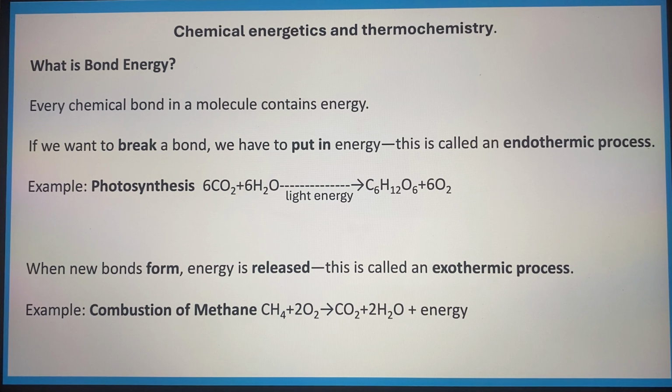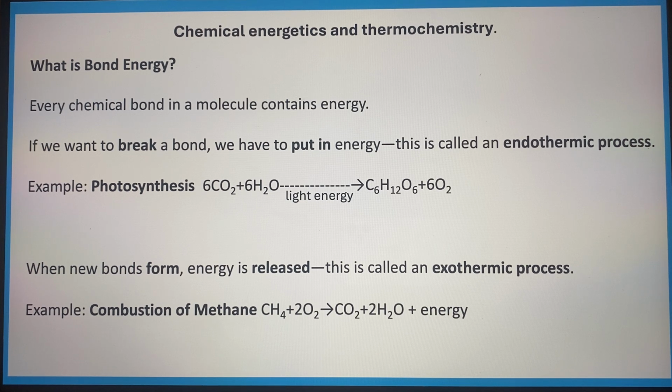Now, let us review the key points regarding this topic, which involves calculating bond breaking and bond formation, which are fundamental concepts in chemical energetics and thermochemistry. If we want to break a bond, we have to put in energy, and this is called an endothermic process. An example of an endothermic reaction during which energy is absorbed is photosynthesis.